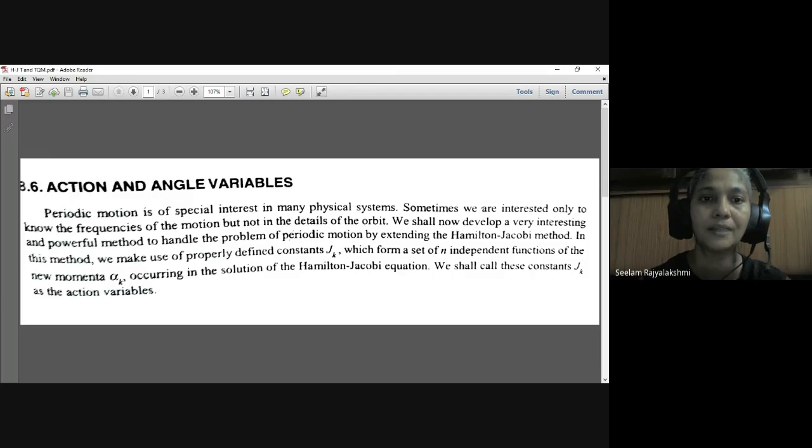In this method, we will use the constants J_k, which form a set of n independent functions of the new momenta alpha_k, which occur in the solution of the Hamilton-Jacobi equation. We shall call these constants J_k the action variables.